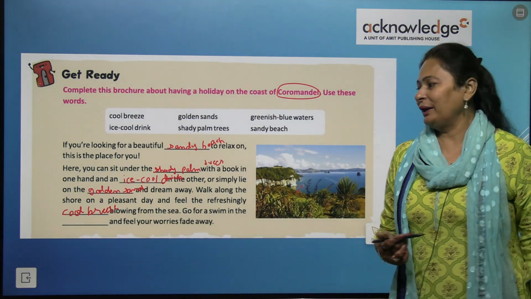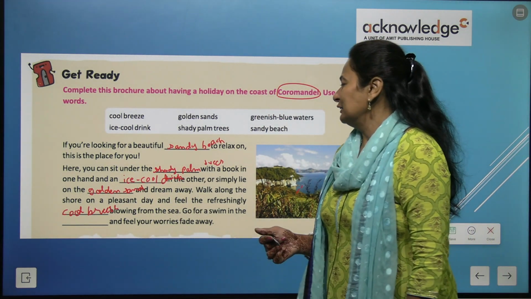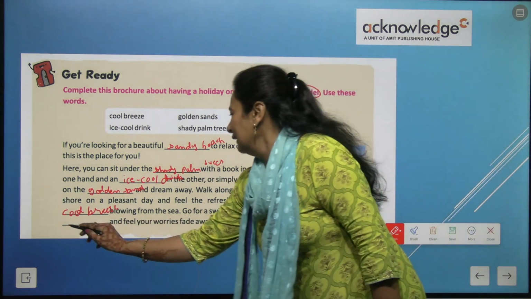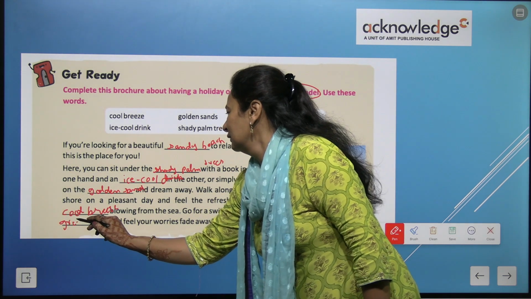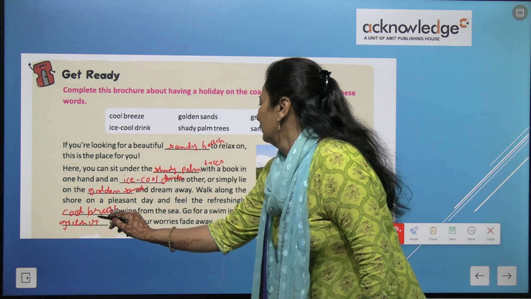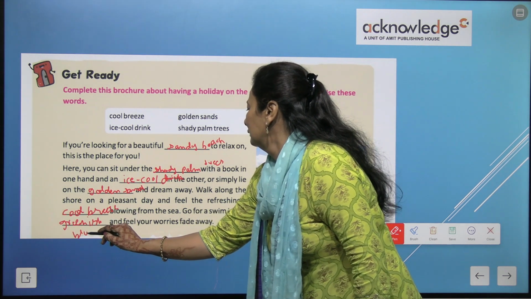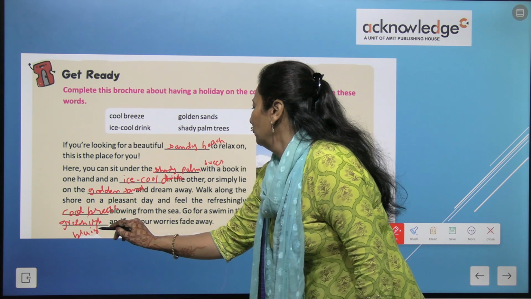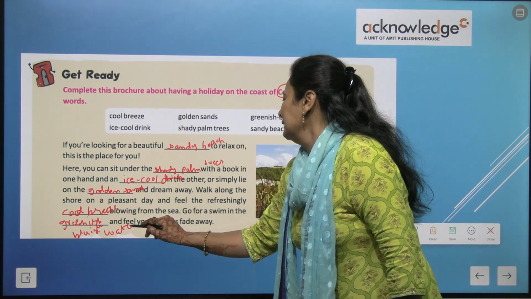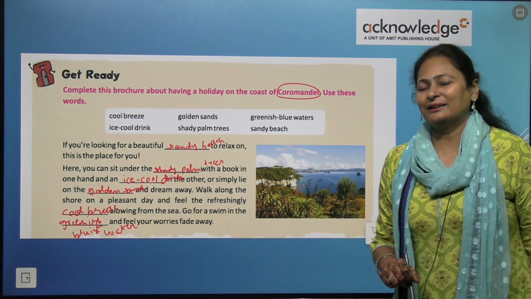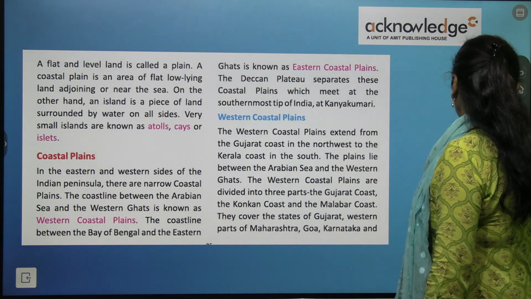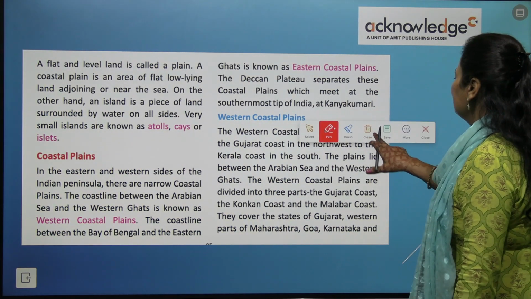Go for swimming in the sea and feel your worries fade away in the greenish bluish water. Greenish bluish water. Okay, and feel your worries fade away. Right, kids? So let's begin with the chapter on the islands and coastal plains.